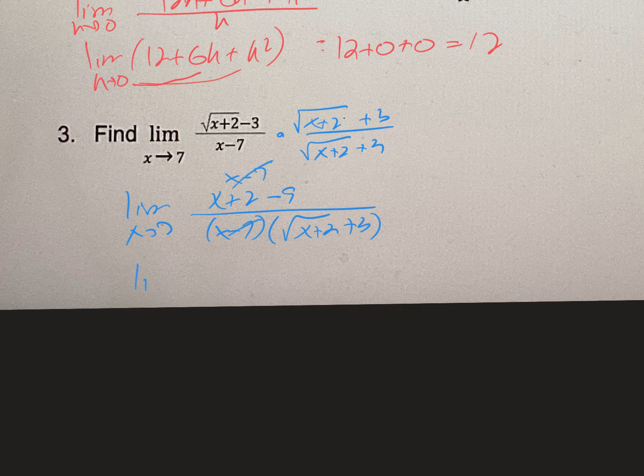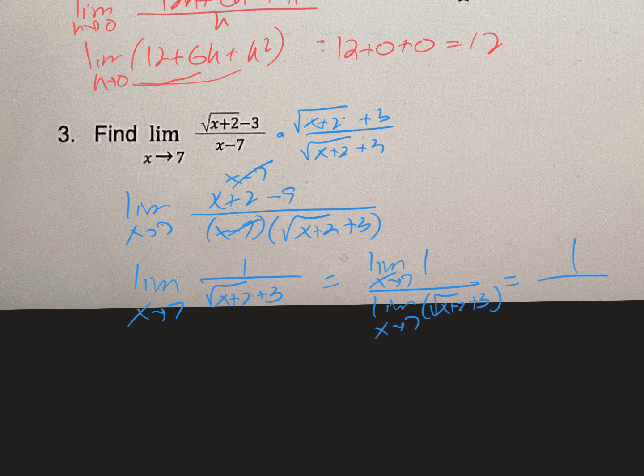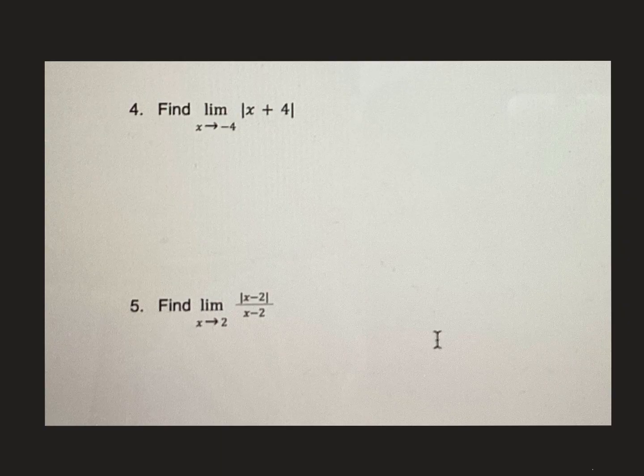Cancel those out, which gives me the limit as x approaches 7 of 1 over the square root of x plus 2 plus 3. Now I can break that up. The limit as x approaches 7 of 1 over the limit as x approaches 7 of square root of x plus 2 plus 3. And the limit of just 1 is 1. The denominator I can actually plug in 7 now. So I get square root of 9 plus 3. Square root of 9 is 3. 3 plus 3 is 6. Get 1/6.